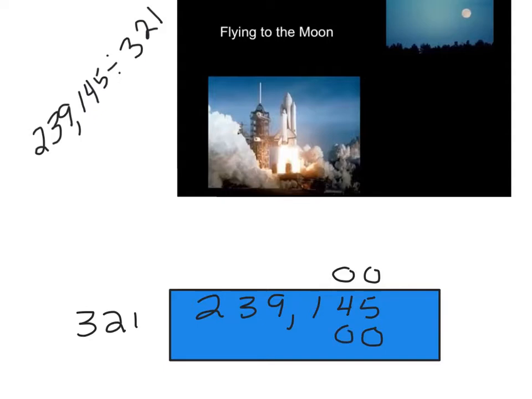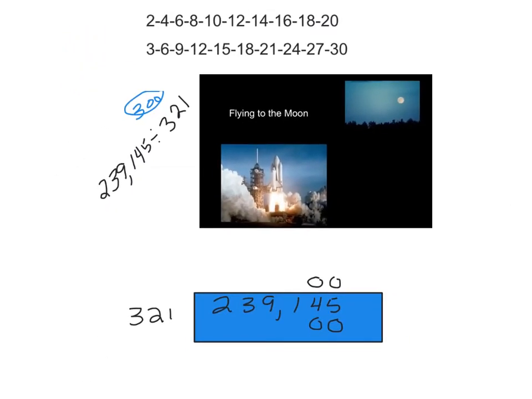Now I need to estimate this as 300, because if this was 350, then I'd bump it up to estimate for 400. But since this is 321, I'm going to round it down. So that means I'm going to use 300 as my estimation number. So I'm going to circle that, and then I'm going to come up here, and I've got my 3's written already, so I'm all good to go.